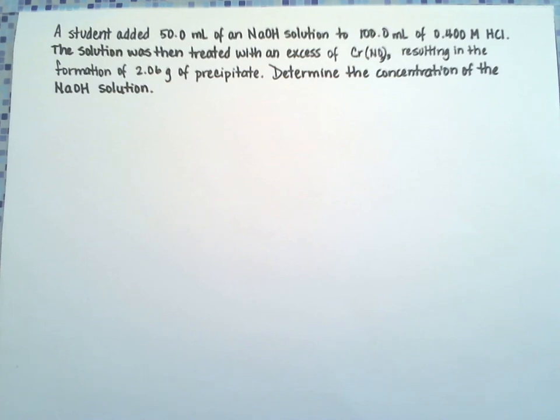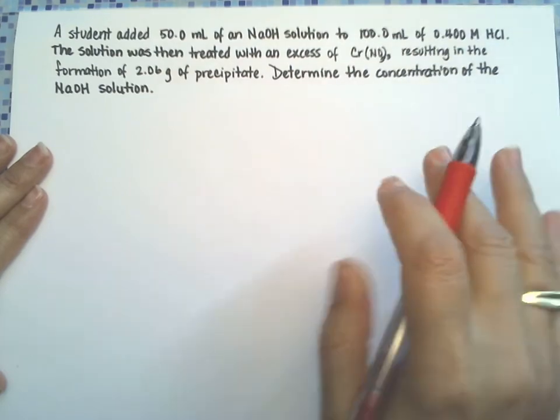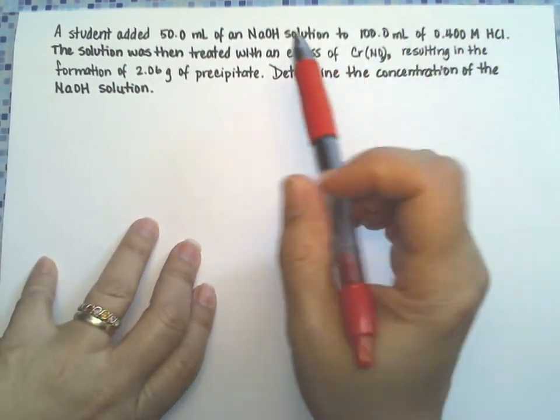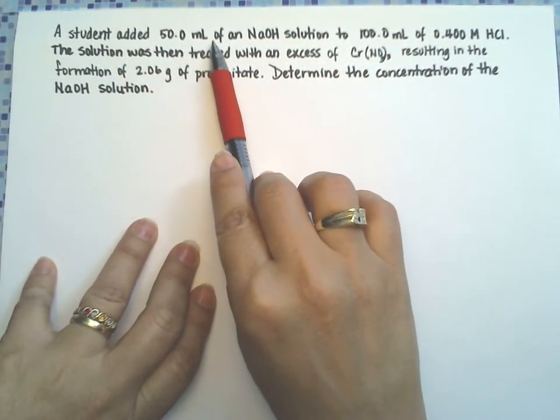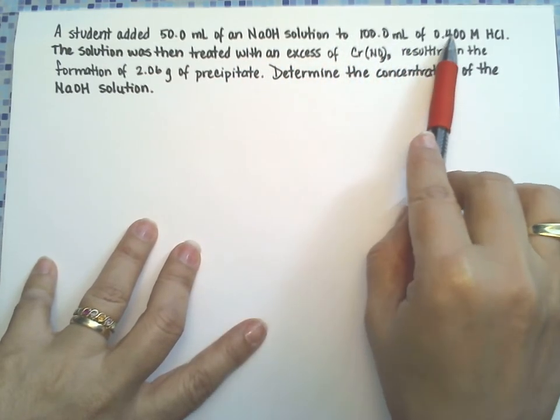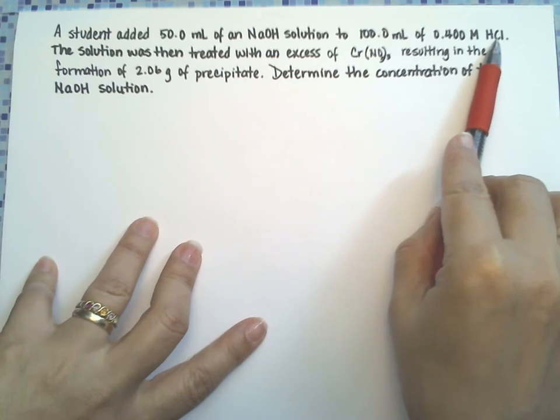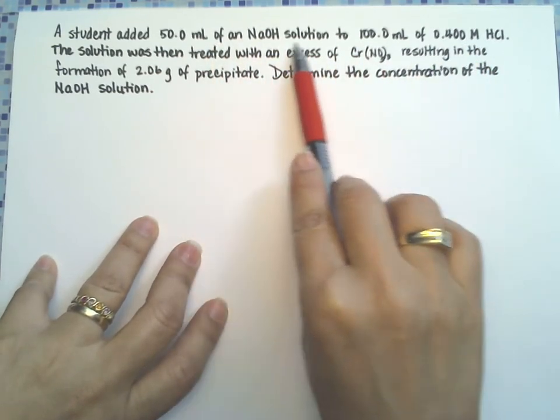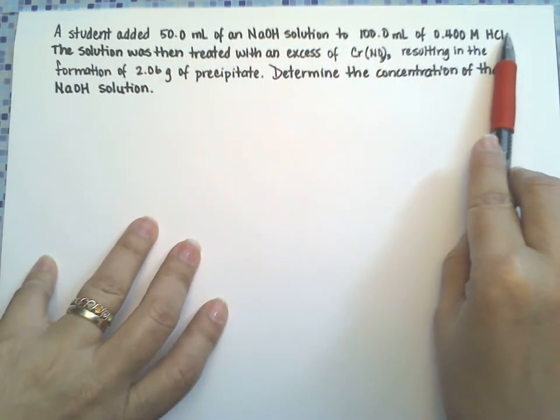This is a challenge problem because it has two reactions going on in here. So the first reaction, let's just read the problem. A student added 50 milliliters of a sodium hydroxide solution to 100 milliliters of 0.4 molar HCl. So they're doing a neutralization reaction right here.